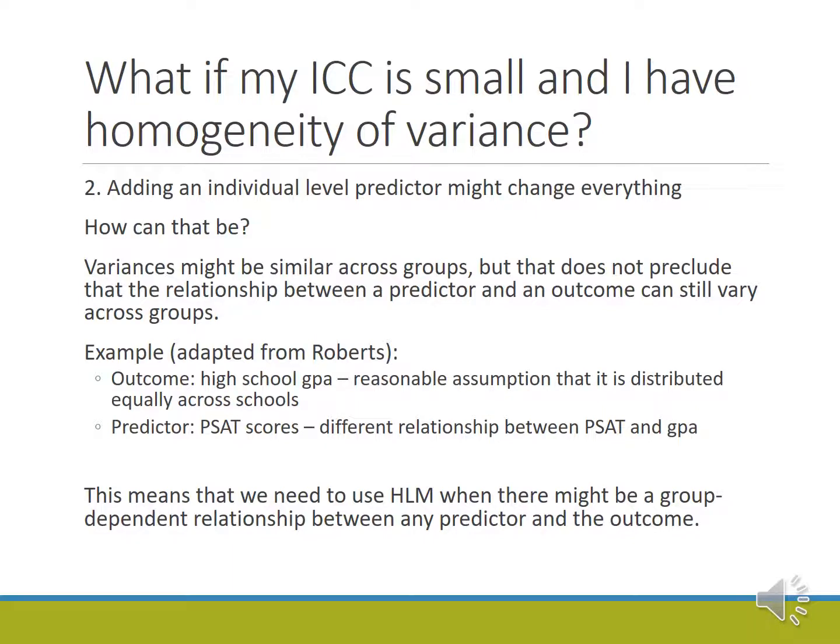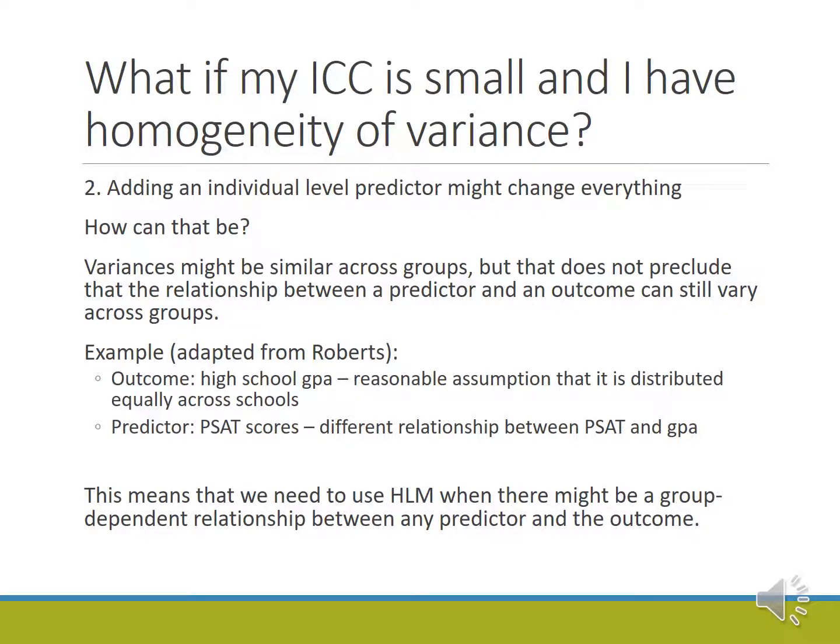So I want to talk about the scenario where the ICC is small and you have shown that you have homogeneity of variance. So why then not just run regression? Because the world's a little bit more complicated than that. Adding an individual level predictor might change everything. And how? How can that be?